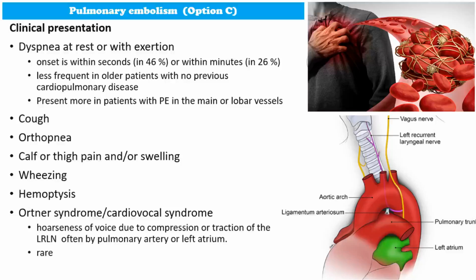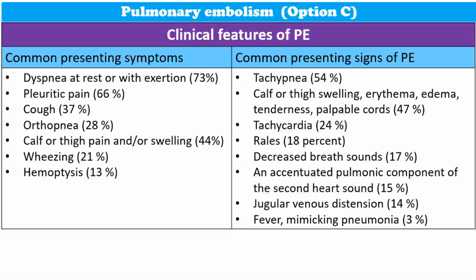Less common presentations include transient or persistent arrhythmias, commonly atrial fibrillation, presyncope, syncope, and hemodynamic collapse, which occur in less than 10% for each. Hoarseness from a dilated pulmonary artery is a rare presentation, Ortner syndrome. The onset of dyspnea is frequently, but not always, rapid, usually within seconds, in 46%, or within minutes, in 26% of cases.